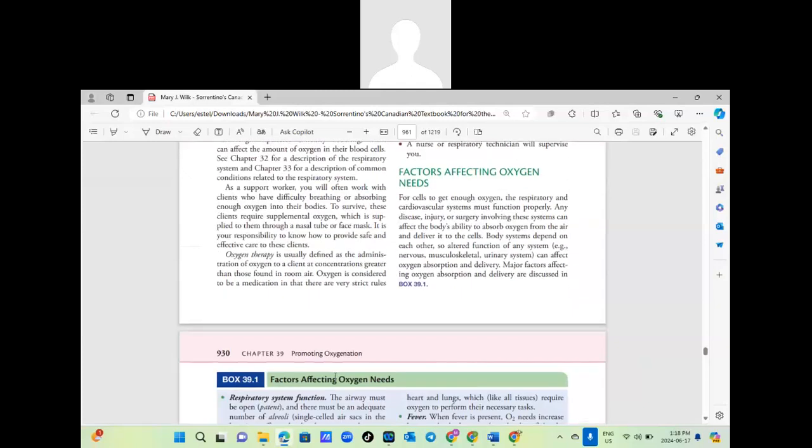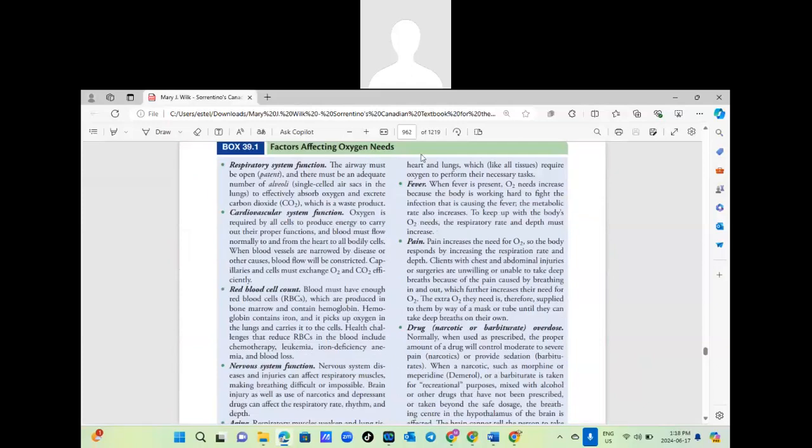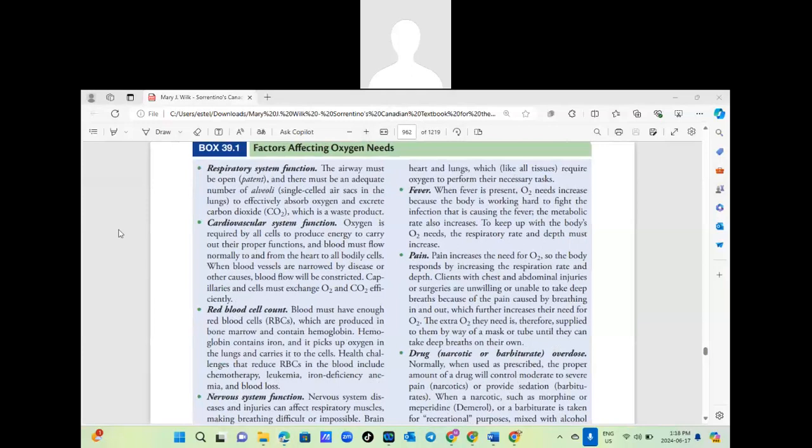So let's go through the factors affecting oxygen. Respiratory system functions: the airway must be open or patent, and there must be an adequate number of alveoli, or single-celled air sacs in the lungs, to effectively absorb oxygen and excrete carbon dioxide, or the CO2, which is a waste product.